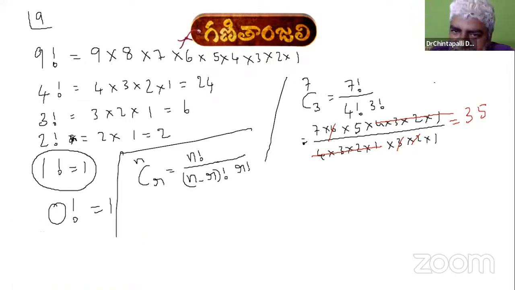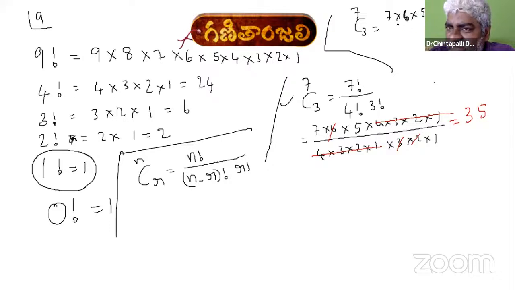But there is a simpler way for this calculation. Of course, the previous one is correct, and most people use that calculation. But see, 7C3 is equal to 7 times 6 times 5, only, because the lower index number is 3. It is sufficient to write 3 numbers in the numerator. And in the denominator, start from 3 and write till 1. Same answer, 35.